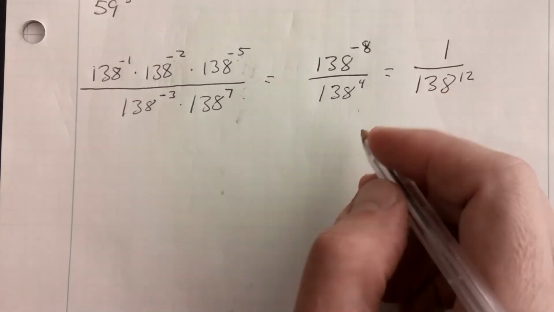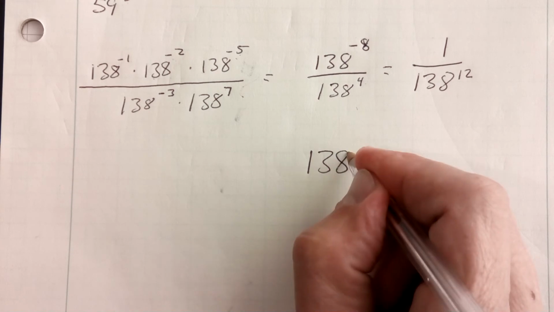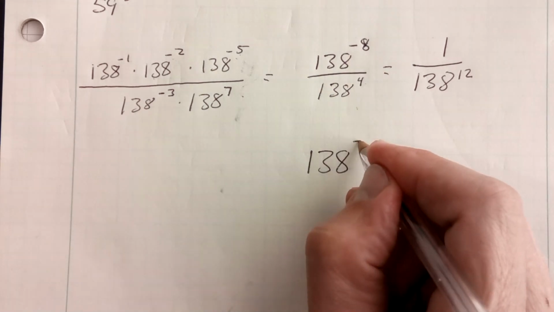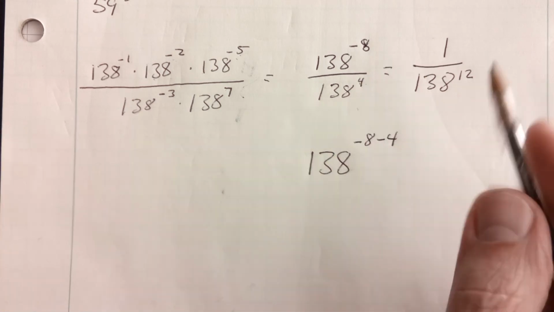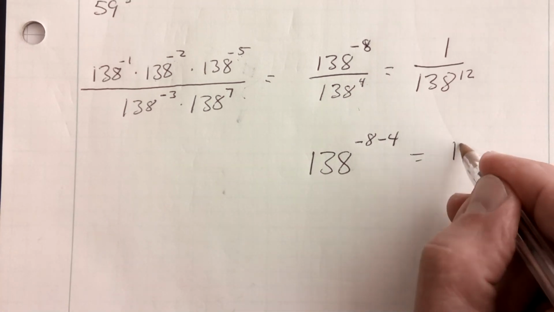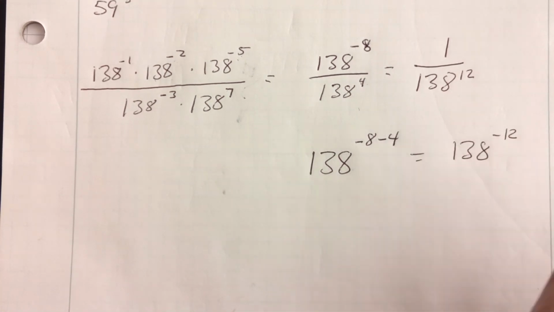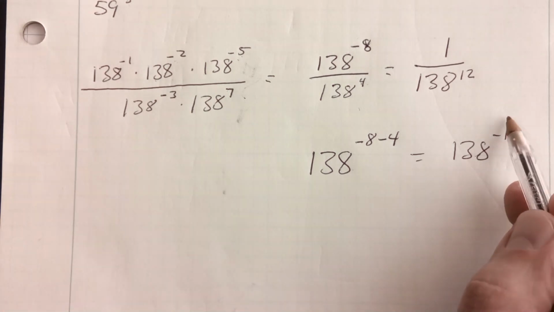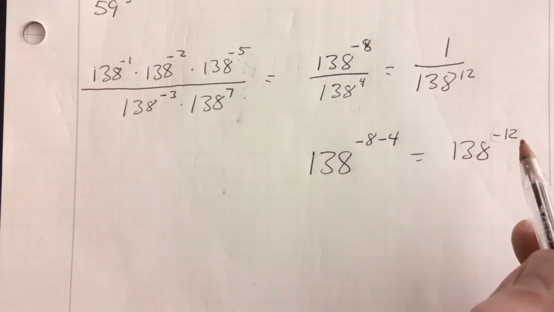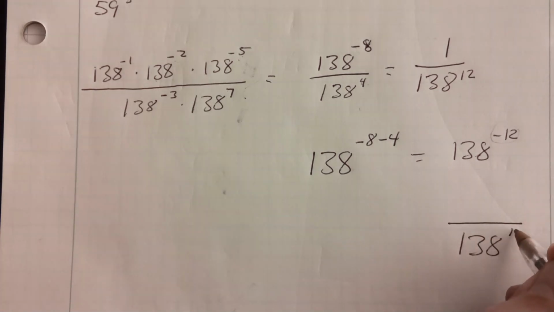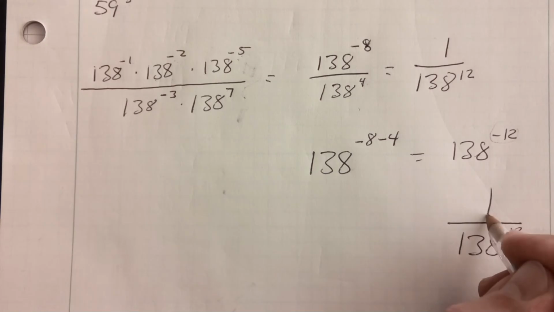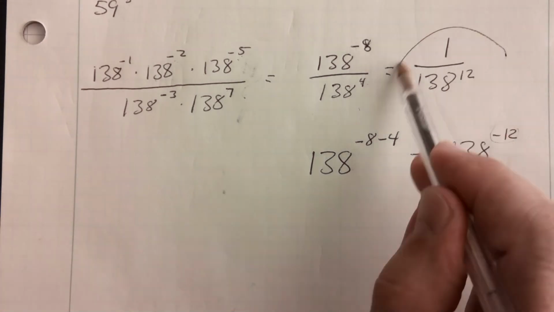Again, if you had accidentally done the negative 8 minus the 4, so the top minus the bottom, you would have had 138 to the negative 12th, and then you would have just needed to say, oh, I don't want that negative exponent. So I bring it down to the bottom of a fraction, changing it to a positive exponent, and then leave a 1 on top, which is the exact answer I got up here.